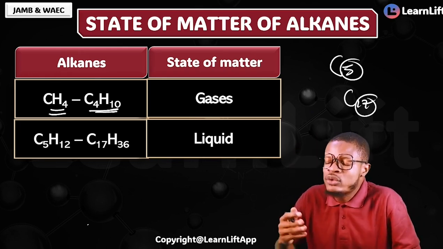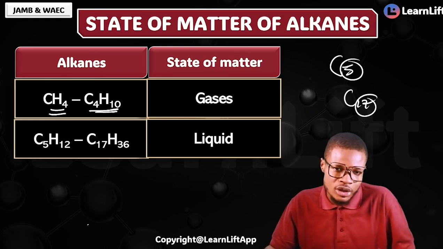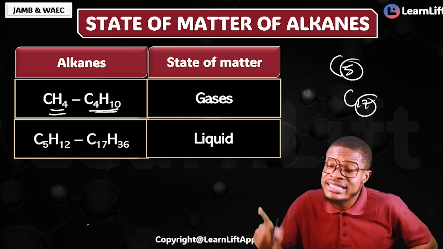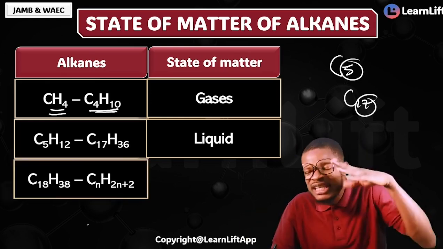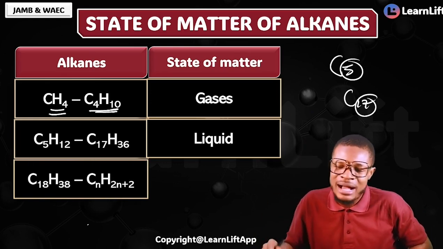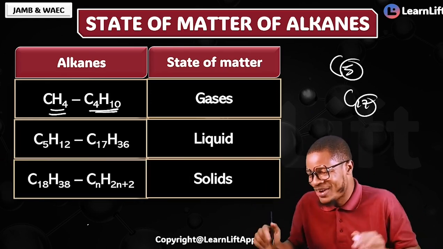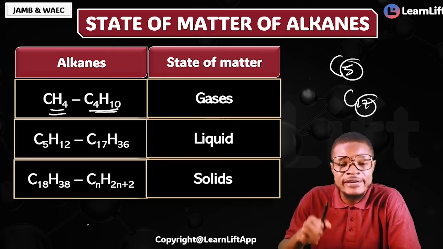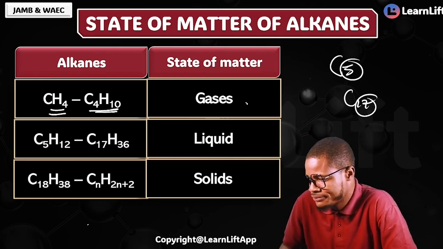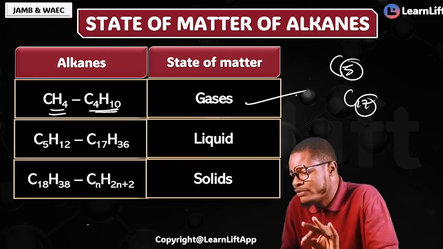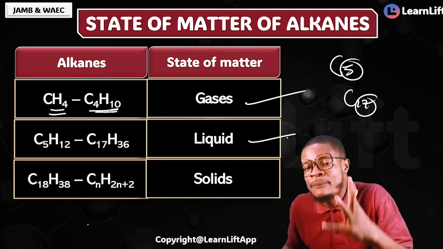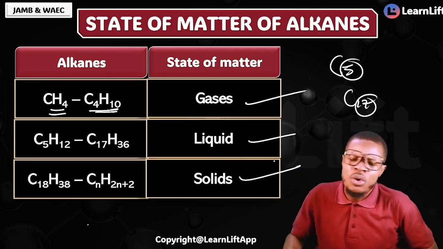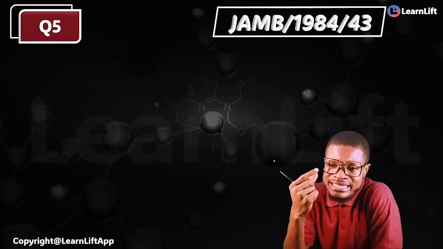So from C5 to C17, all of them are what? Your liquids. From C18 to infinity, all of them are what? Solids. Do you see it now? So C1 to C4, gases. C5 to C17, liquid. C18 and above, what are they? They are solids. To answer this question, pay attention to it.